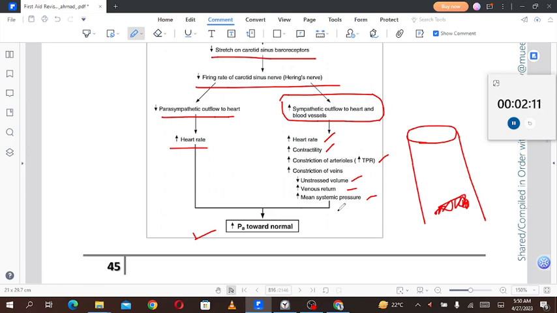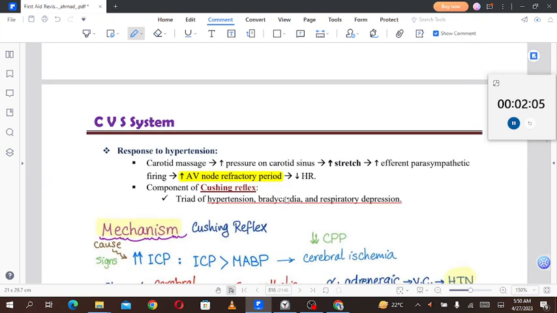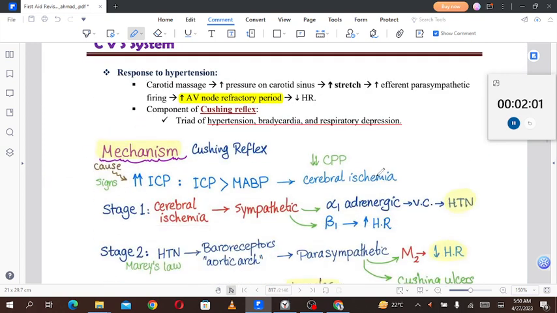Okay, and then all of that is going to lead to the decreased arterial pressure towards normal. No, increasing the arterial pressure towards normal. Increase in the arterial pressure, remember that, because we are facing hypotension and we are going to cure that.